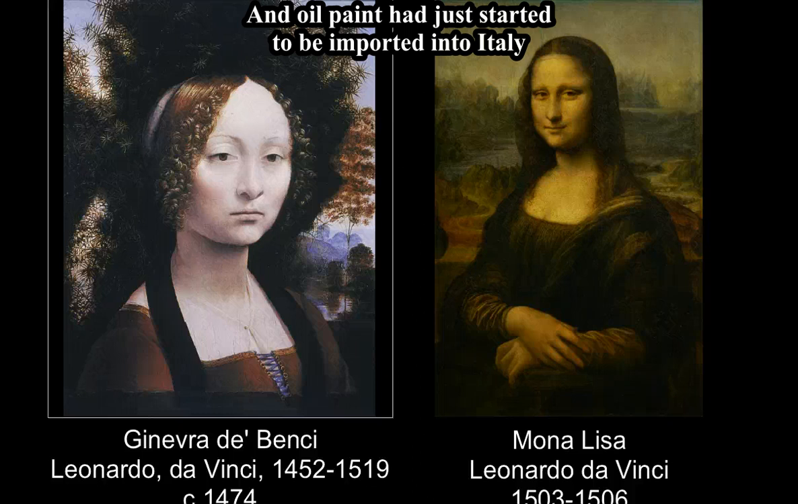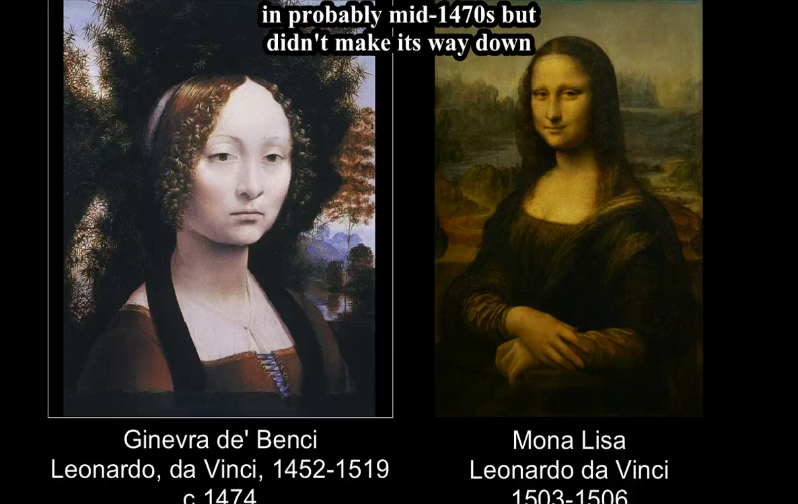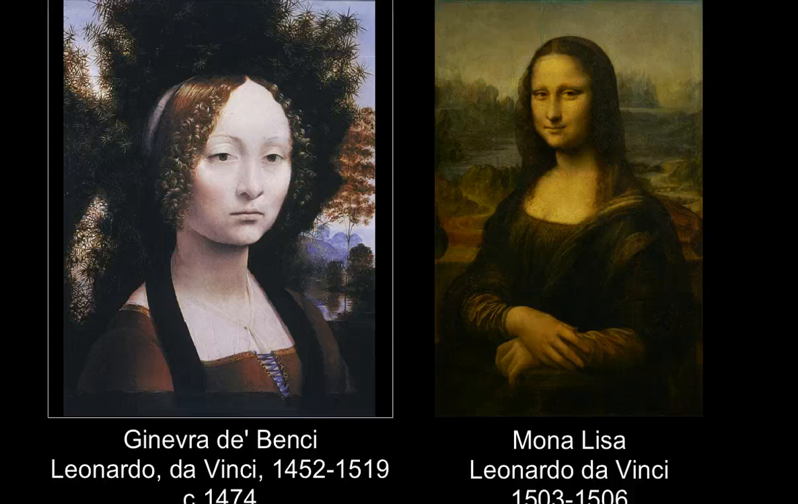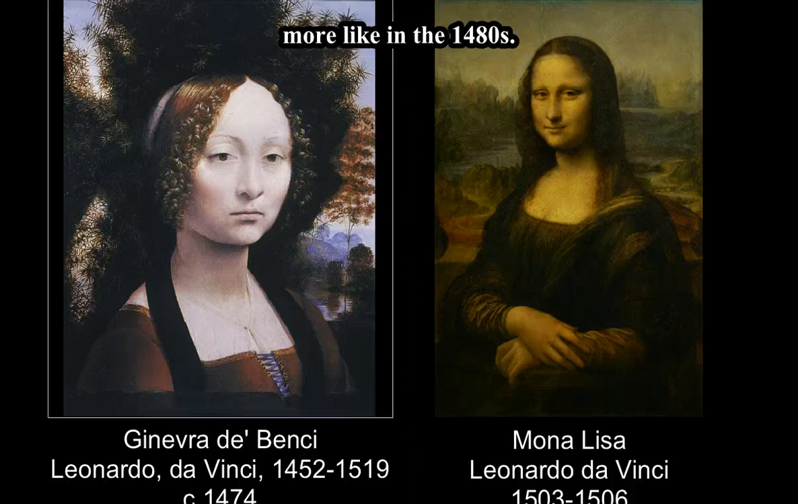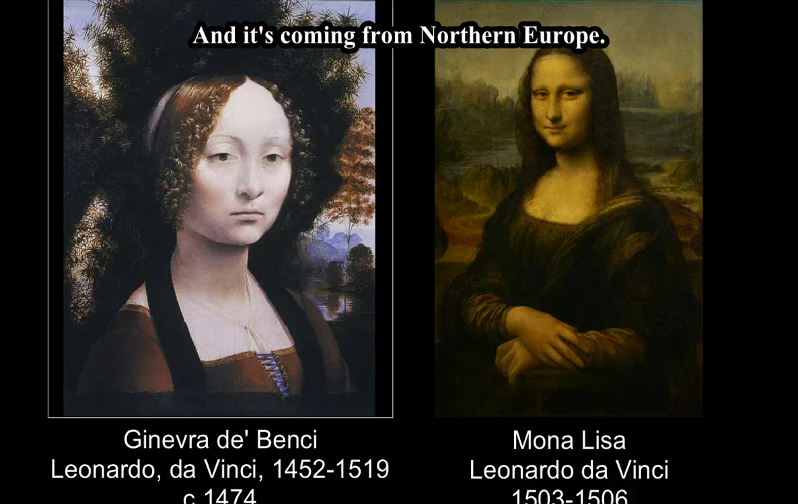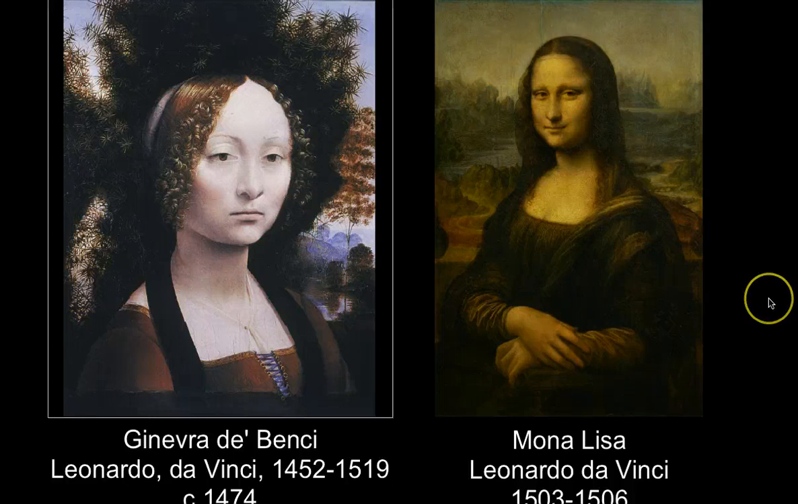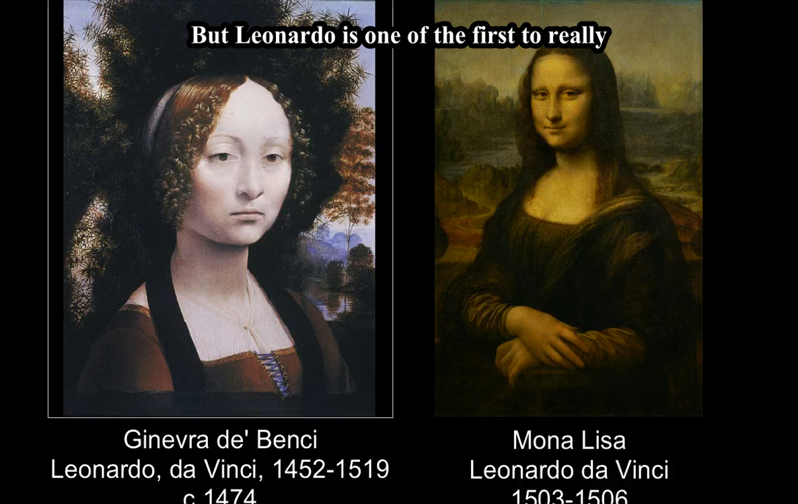And oil paint had just started to be imported into Italy in probably the mid 1470s, but didn't make its way down to Florence until a little later than that, more like in the 1480s. And it's coming from Northern Europe. But Leonardo is one of the first to really explore the possibilities.